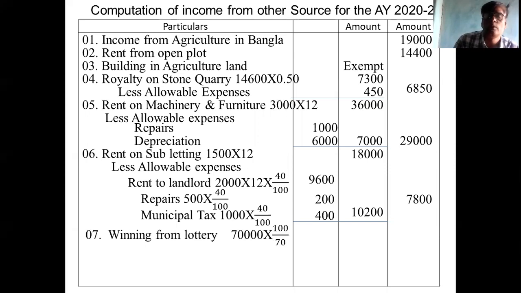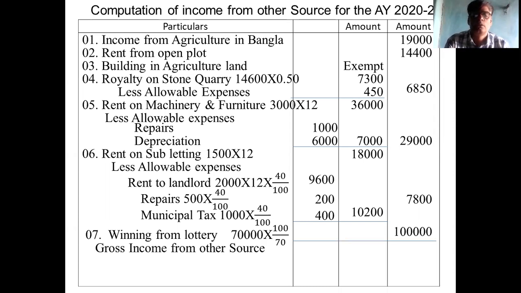The next is winnings from lottery. Winning from lottery, the received amount is given in the problem, so received is always net. So 70,000 into 100 by 70, 1 lakh is the winning from lottery. Okay. You take the total of this, that is called gross income from other sources.